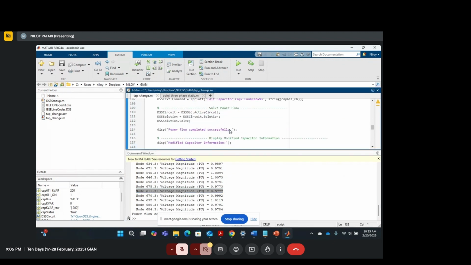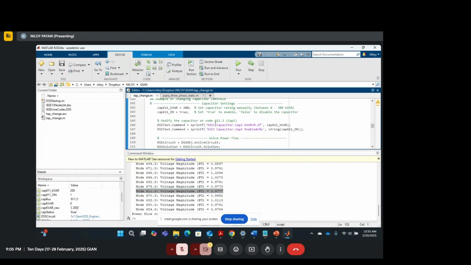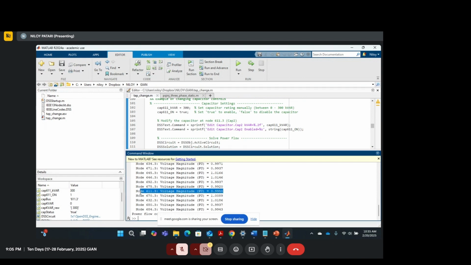Now if I want to change it, say to 300, so it's now 0.977. So it's like 0.995, right? So it kind of works.